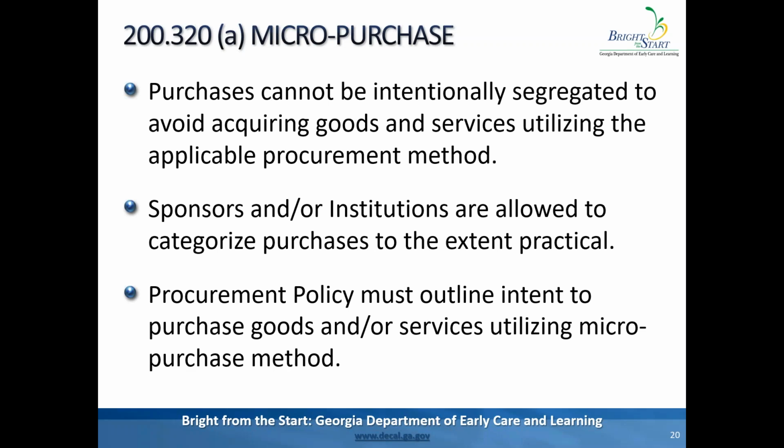So it is okay if you want to categorize your goods. If you have a milk vendor, a bread vendor, a produce vendor, maybe a meat vendor, it's okay if you want to categorize those vendors. However, it is not a proper procurement practice to intentionally segregate or separate your milk purchases to avoid having to purchase according to the applicable procurement method. And again, your procurement policy must outline the intent to purchase goods and/or services utilizing the procurement method and your intent to categorize.